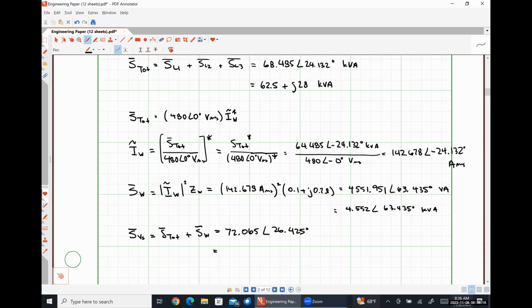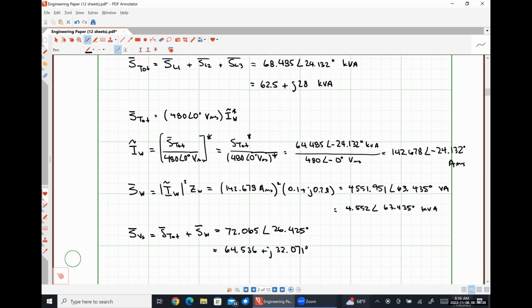Or in rectangular form, 64.536 plus j32.07. Sorry, both of these are expressed in kilovolt amperes. All right. So we've done all of this work. Now we can actually start answering the questions that we were asked.